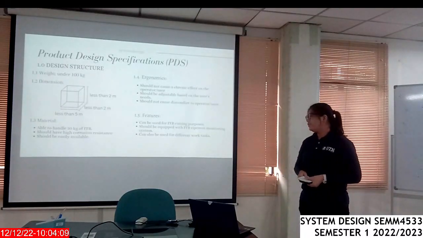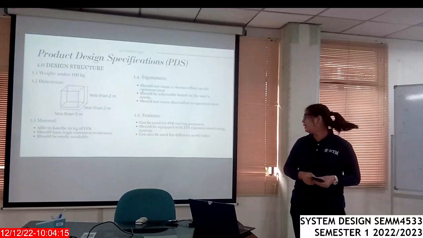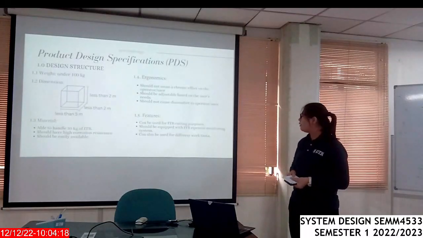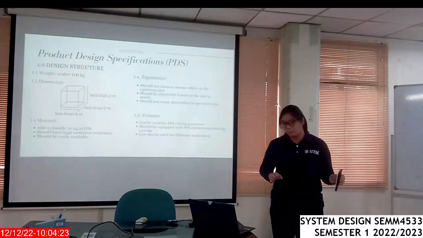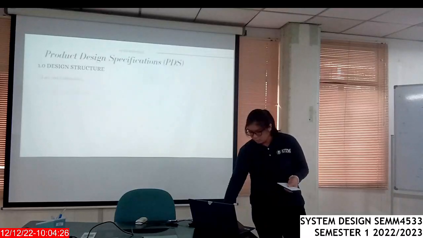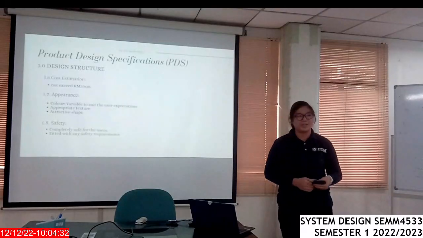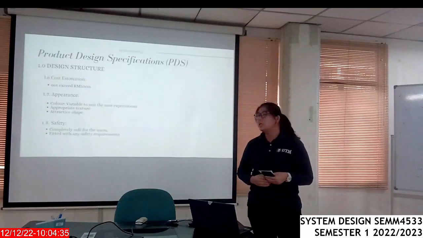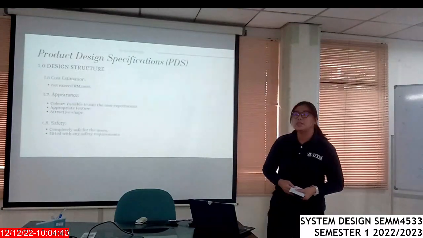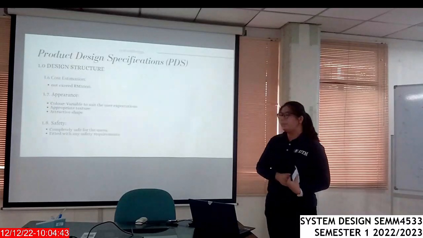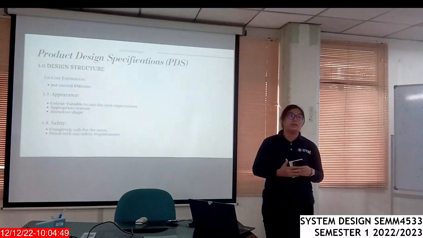After that, about the future, we need to show that the system can be used for FFB cutting purposes, and should be equipped with an FFB ripeness monitoring system and can also be used for different work tasks. After that, about the cost estimation of our machine, we will control the cost below 5,000 ringgit. And the color of the system will be variable to suit the user's expectation, and the appearance should be appropriate to the texture.